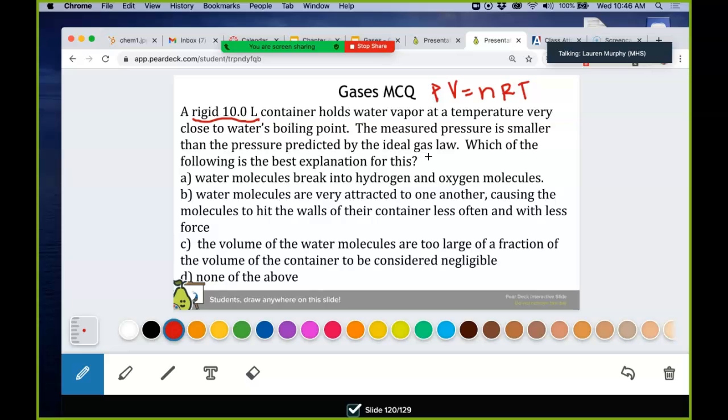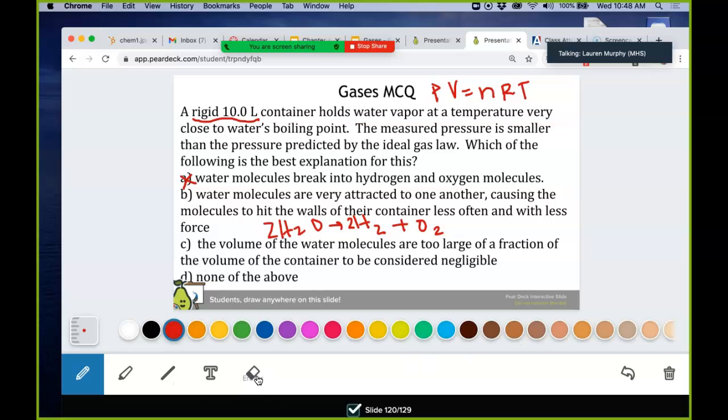So what would be a reason that the pressure is lower than it should be? So let's look at A. Water molecules break into hydrogen and oxygen molecules. So this is possible. If you heat it up enough, this is possible. Now, let's balance this. If you go from 2 moles of gas to 2 plus 1, 3 moles of gas, more gas means more pressure. You would have an experimentally high pressure. So this is out.